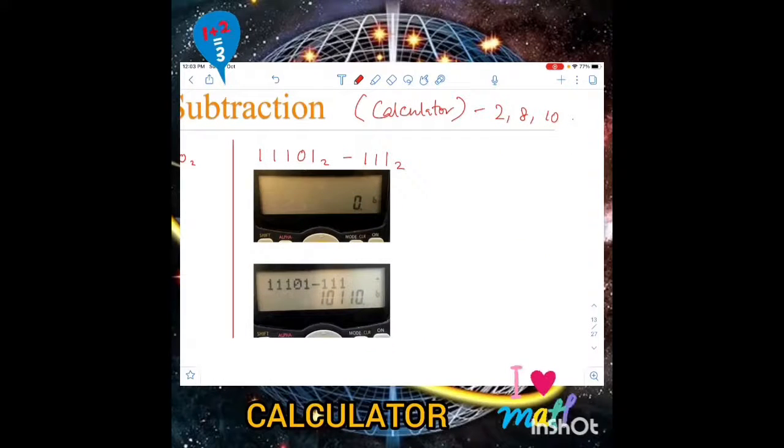Now we get to the second example. It involves subtraction of base 2 numbers, where both of the numbers are base 2. Same as the previous question, you choose the mode base and you set the calculator in BIN. When you set it in BIN, it means you are telling the calculator, we are calculating for base 2 numbers. After you get all the settings done, then the calculation is very simple. You just press 11101 minus 111, then you're going to get 10110 base 2. It's so simple like that.